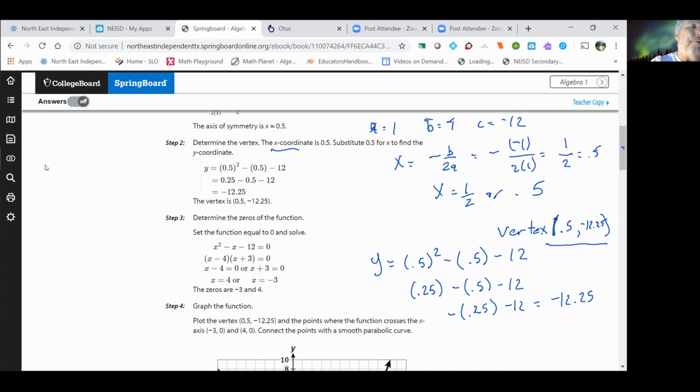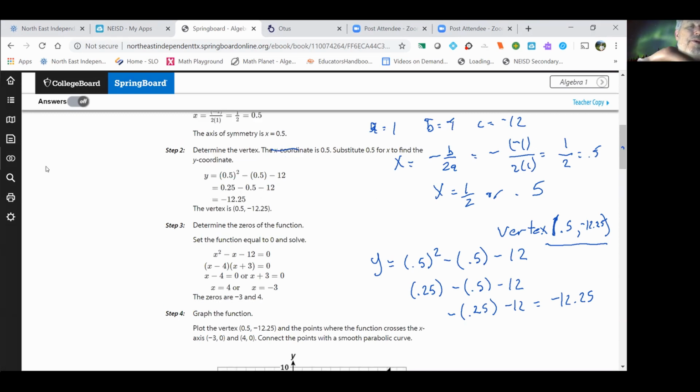So basically I'm going to say y is equal to 0, and I'm setting the equation equal to 0. That's what we call setting it equal to 0. So it's x squared minus x minus 12 equals 0. We're saying y is equal to 0, so our x value is when y is equal to 0. We'll go ahead and factor.